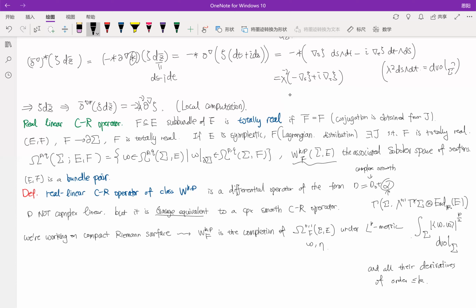So this is the usual definition of the Sobolev space. That can be seen in Evans' book or others. We just make a slight generalization of this.